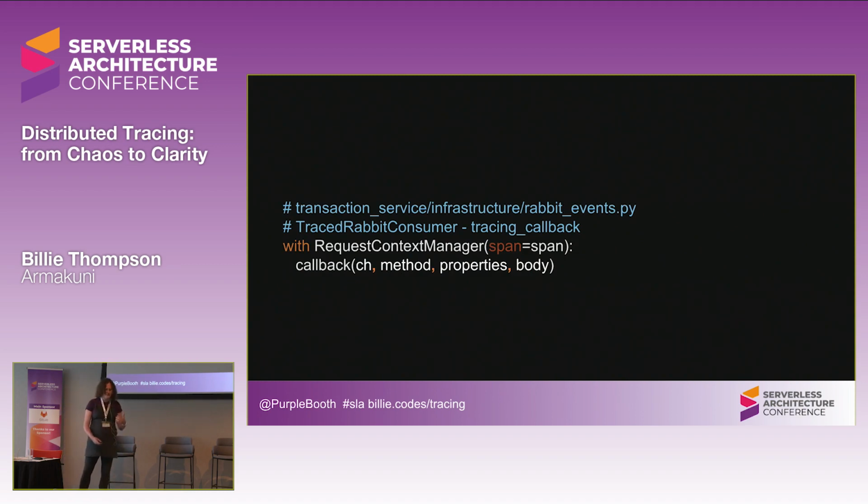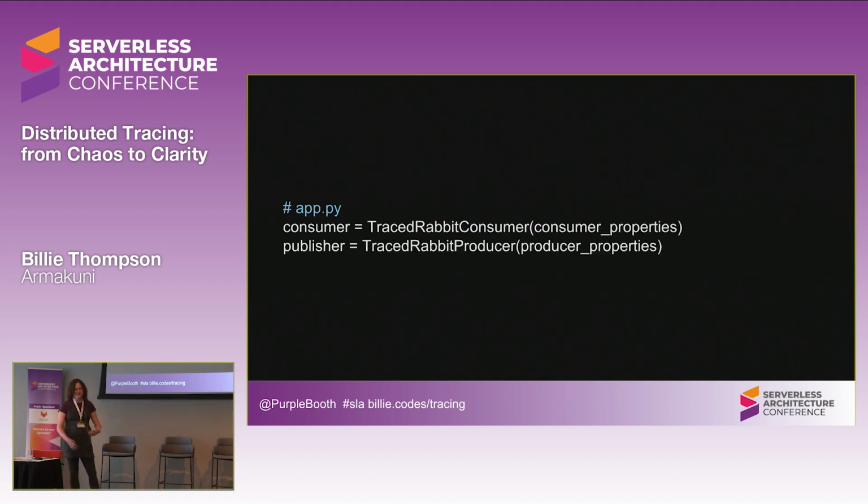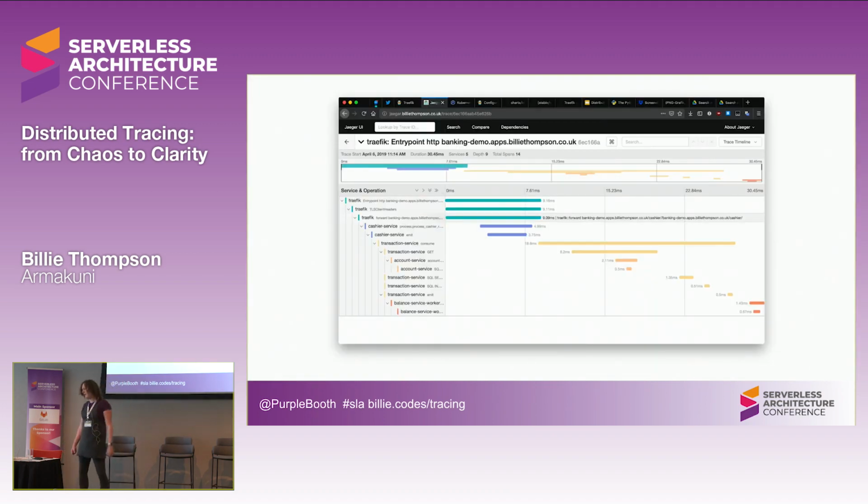Next, once we've got this new span, we need to make the request context manager aware of it. The request context manager is from the OpenTracing instrumentation library, and it's what it uses to work out what the current span is. Then we call the user's real callback, and we finally start doing work for the actual user. In order to enable this, we simply start using those classes. And that looks like this.